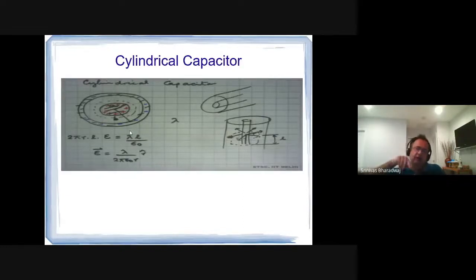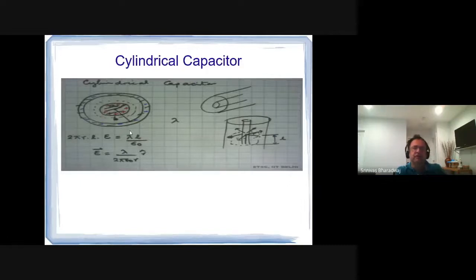For the flat side, the E dot dA will go to 0, right? Because the E will always be like this, and the A in those places will be like that. So it will only work on the cylindrical side. So 2 pi r L times E. It's only there that the dA and the E will be in the same direction, right? So 2 pi r L times E will give you the charge enclosed.